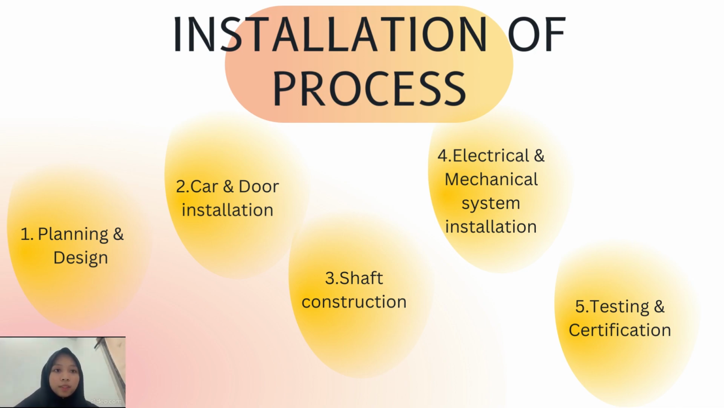The second process is shaft construction. Once the design is finalized, the construction of the elevator shaft begins. The shaft must be built to precise specifications and dimensions to accommodate the elevator system. This involves structural work, including the installation of support beams, walls, and floors. The shaft is constructed in accordance with safety standards and architectural plans, ensuring proper alignment and integrity.